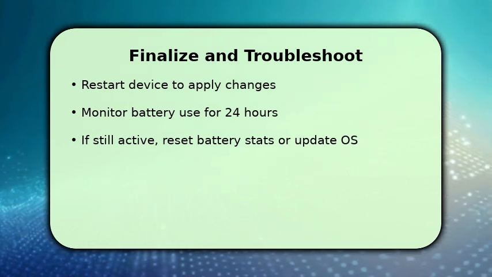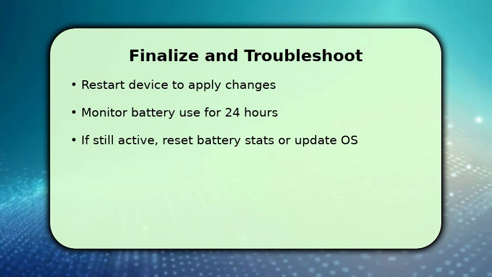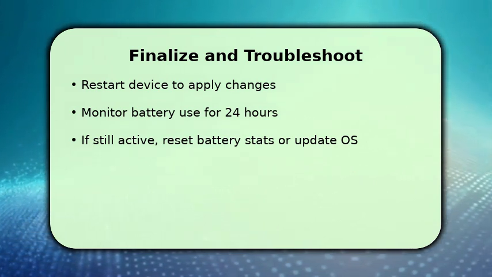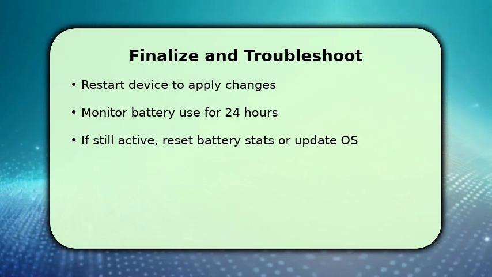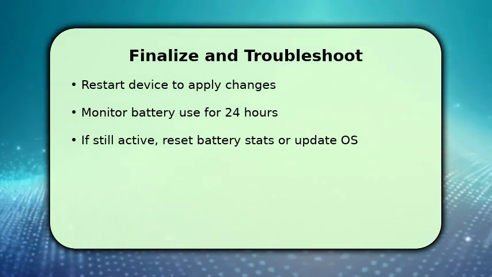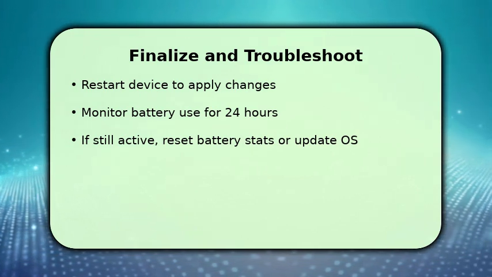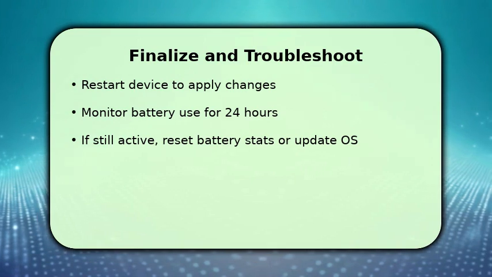If the mode reappears or won't disable, update the OS and check for power management app conflicts. As a last resort, reset battery statistics or perform a settings reset. One key troubleshooting tip: if automatic services keep enabling it, remove third-party battery managers and test again.